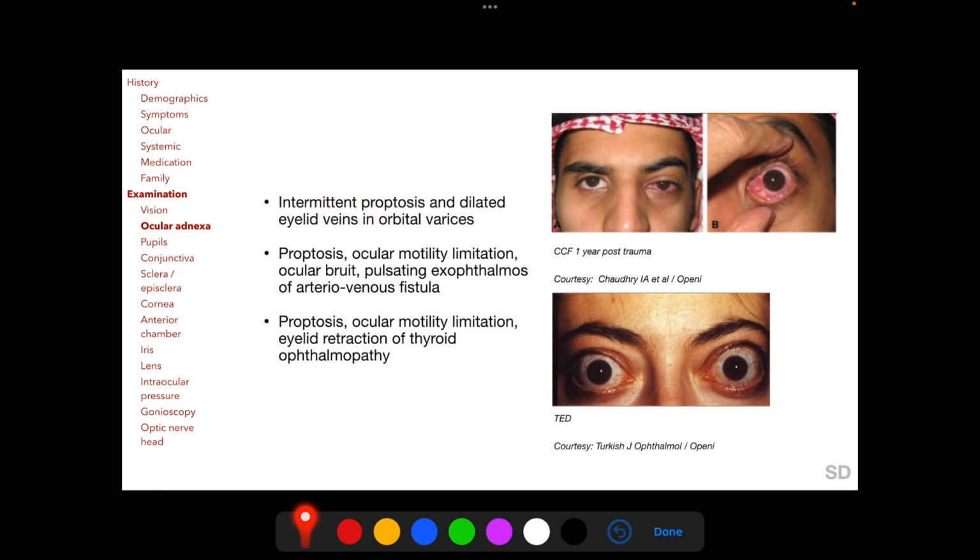Intermittent proptosis and dilated eyelid veins can be found in orbital varices. Proptosis, ocular motility limitation, ocular bruit, and pulsating exophthalmos can be found in patients with arteriovenous fistula, an example of which is seen in this photograph. Proptosis, ocular motility limitation, and eyelid retraction in patients with thyroid ophthalmopathy, an example of which is seen here in this photograph.